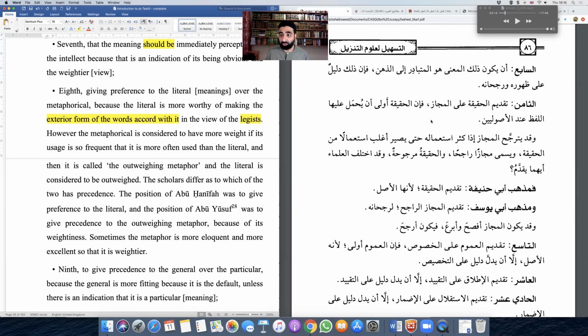وقد يترجح المجاز إذا كثر استعماله حتى يصير أغلب استعمالا من الحقيقة. In some cases, there is something which is the original literal meaning of the word, and then the metaphorical meaning is used so frequently that actually it is the mutabadir, right? It's actually the thing that comes to your mind first, rather than that old literal sense that has been sort of forgotten in the midst of time. ويسمى مجازا راجحا. It's called a مجاز راجح. والحقيقة مرجوحة. Okay. وقد اختلف العلماء أيها يقدم. Okay. Metaphor. So sometimes, he's not actually saying, however, the metaphorical is considered to have more weight.